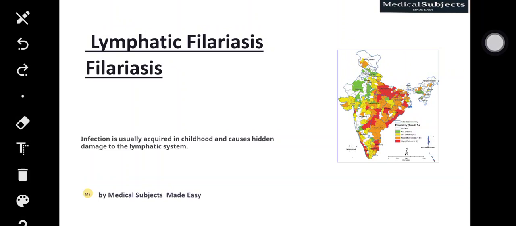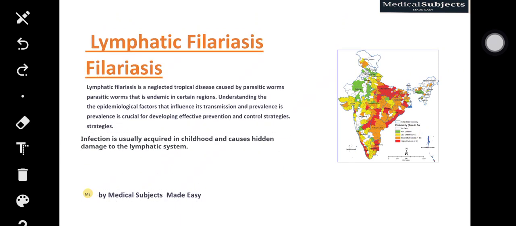Hello and welcome to today's lecture on lymphatic filariasis, or commonly called filariasis. As you all know, lymphatic filariasis is a tropical disease. It is caused by parasitic worms called microfilaria. It is endemic in certain regions. To know the preventive and control measures, we need to understand what is lymphatic filariasis and why it is important.